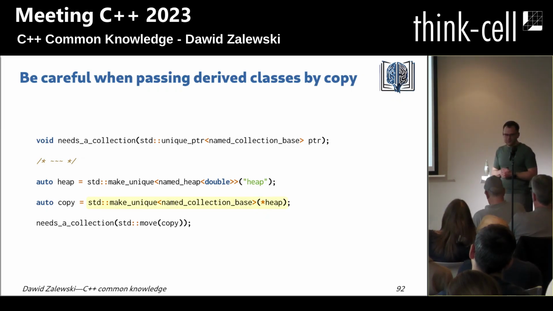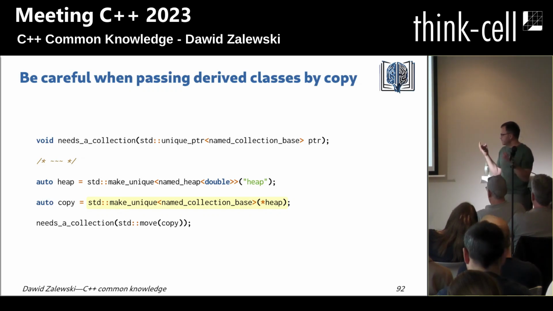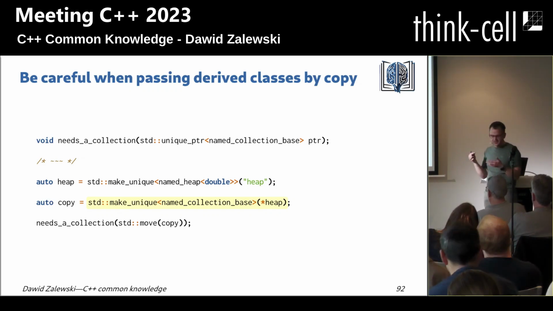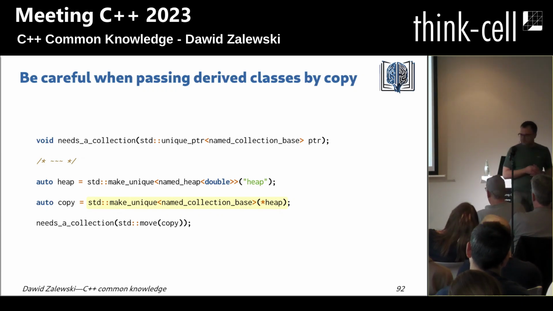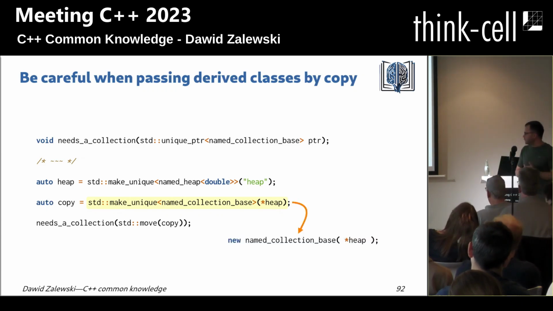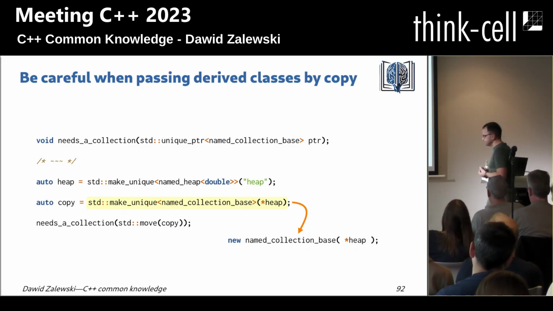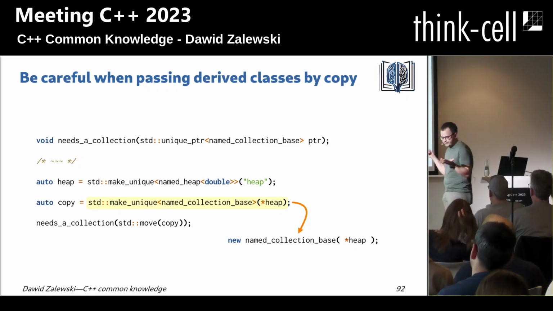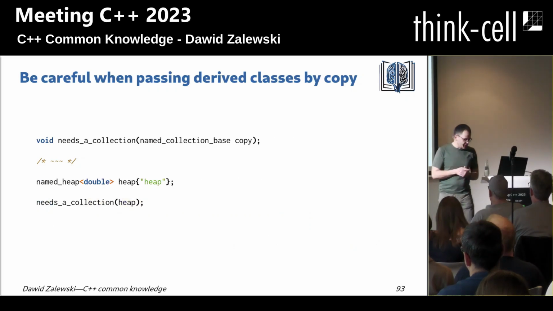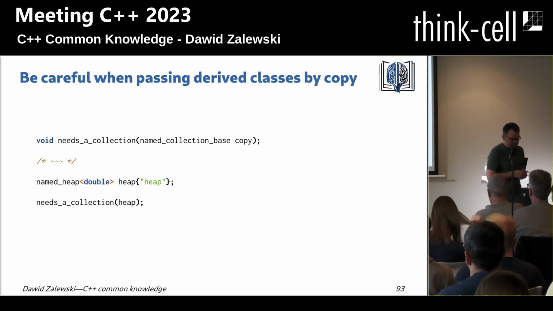It's not really visible here, right? Because it's kind of hidden in this make unique named collection base everywhere, dereference. But what really happens inside is that the constructor of the named collection base will be called, and the reference to the heap will be passed to it, which is totally legal, right? And the named collection base will be created without the heap part. It's more obvious when you do something like that.